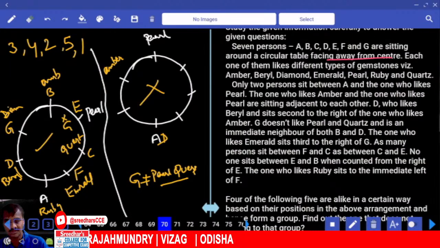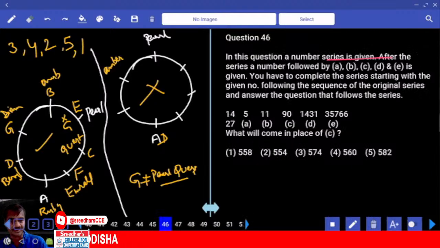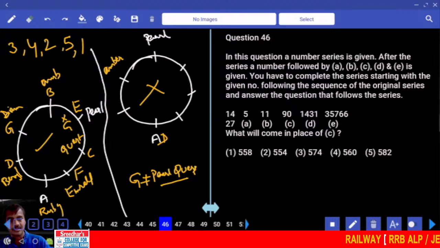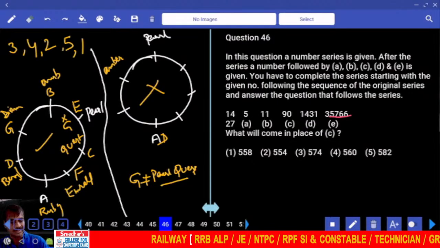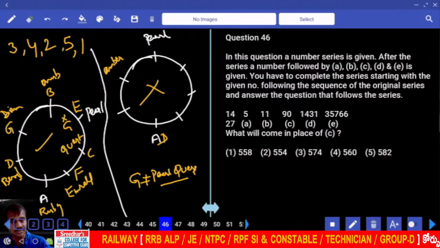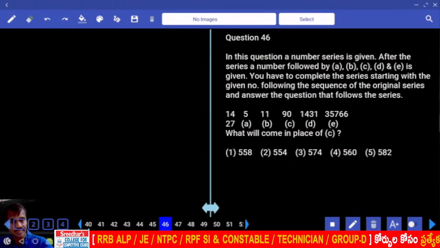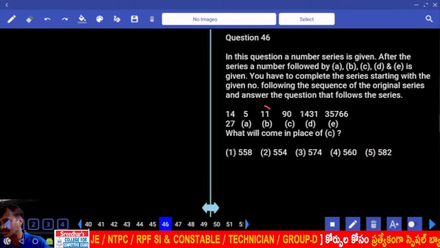Number series, question numbers 46 to 50. Now in this, the number starts with what? 14. Number starting with 14 and increasing up to 35,766. That means the numbers are increasing at a very fast rate. As the numbers are increasing at a very fast rate, then what is the known number here? 11. It must be product or combination.